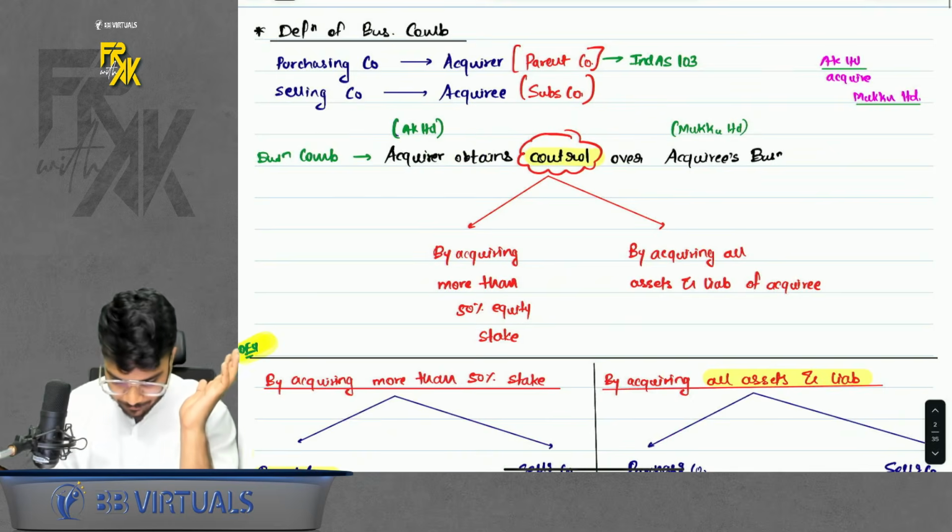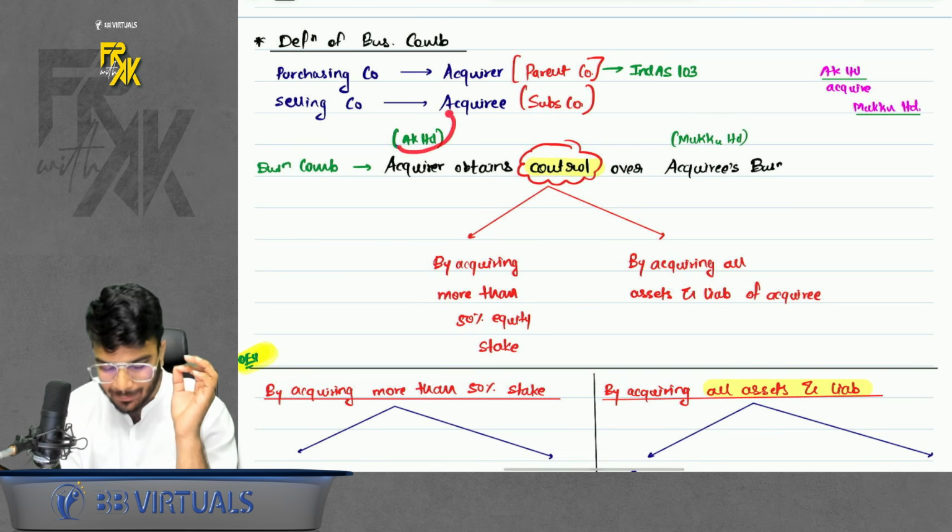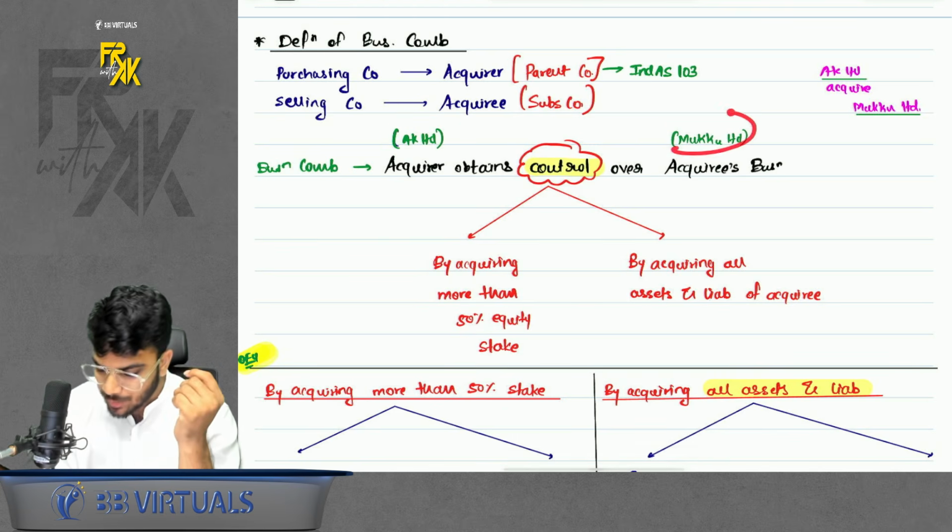In case you remember, we took one example as well. For example, let's say that AK Limited is obtaining control over Mukku Limited. So who is AK Limited? AK Limited is the acquirer and Mukku is the acquiree.